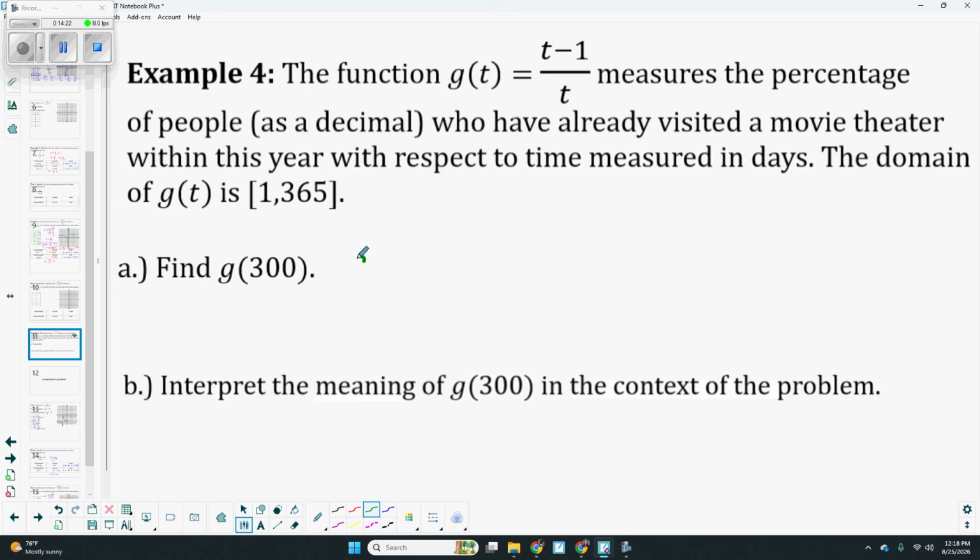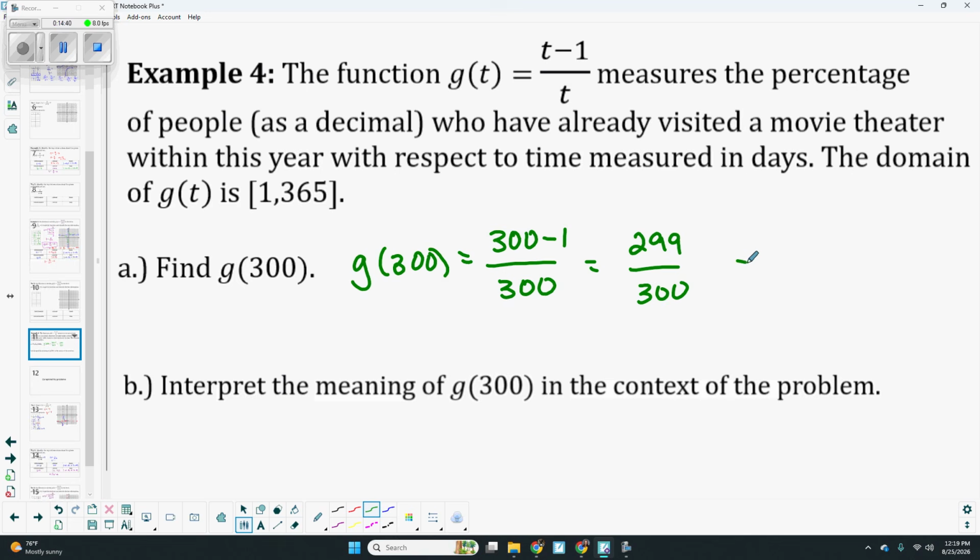So that's going to be 300 minus 1 over 300. So what I'm going to do here is we're going to get 299 over 300. And they said that it was as a decimal. So I'm going to divide this, and I get 0.99 and then a repeating 6. That's it. They just asked for the answer.